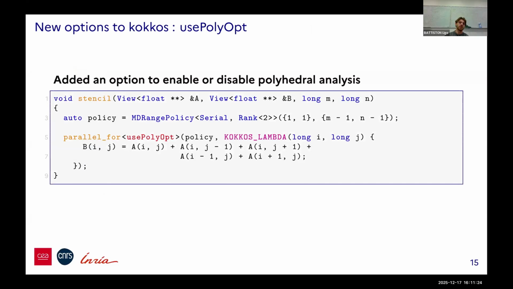So we have made some modifications in Kokkos, but we want to give the user the possibility to choose to enable or disable the Polyhedral analysis. And this is why I created a new use polyhedral option to allow the user to say, yes, we will use the Polyhedral analysis, or no.